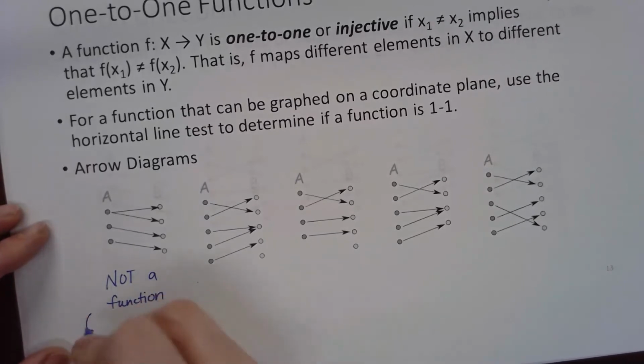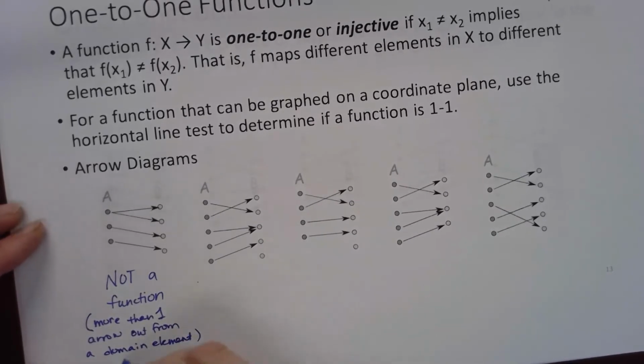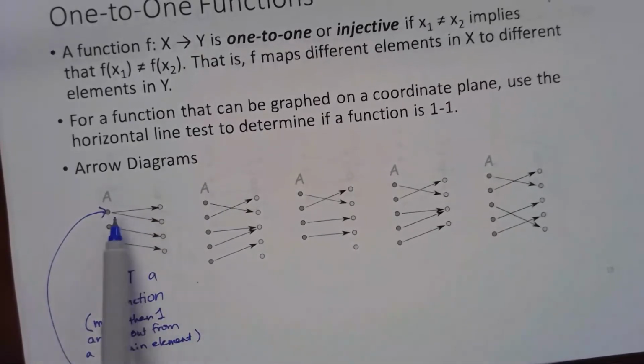Okay. So if there's more than one arrow out from a domain element, that's what you want to look for in these arrow diagrams. So this has 2 arrows coming out. Right away you look at that and you say that's not a function, because that's not mapping to a unique value from the target.